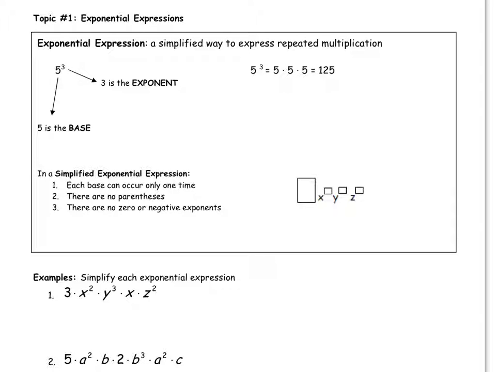Hi everyone, we're in the first topic of our new unit, and that's Unit 7a. And we're going to talk about exponential expressions. Exponential expressions are just a simplified way to express repeated multiplication. Repeated multiplication just means multiplying by the same number repeatedly over and over again.